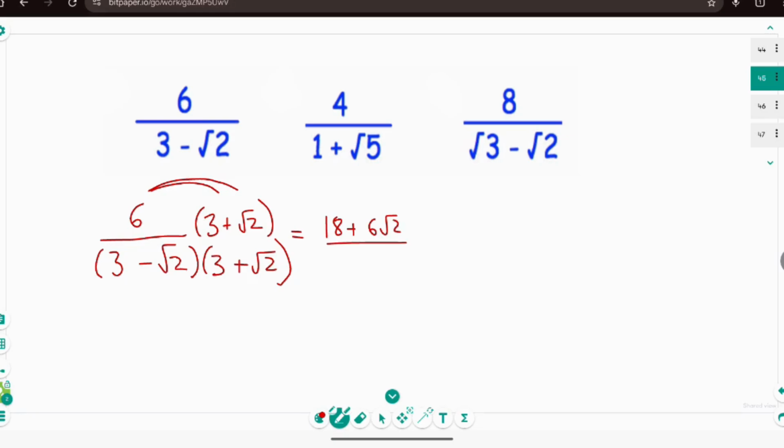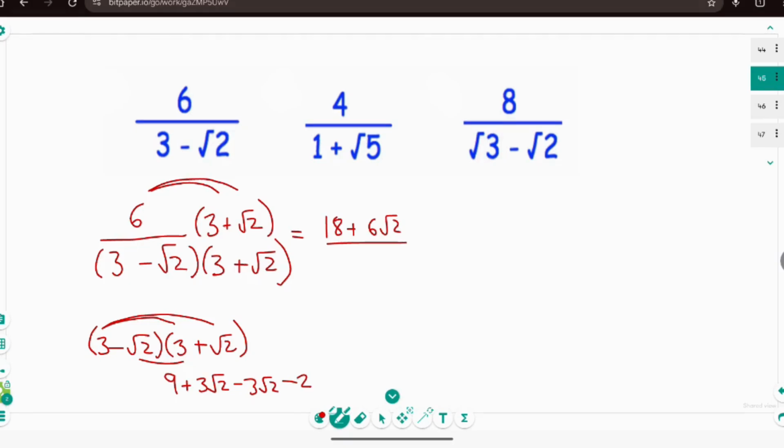And the denominator. Let me just do that separately. 3 times 3, 9. Plus 3 root 2. Minus 3 root 2. Negative times positive, negative. Root 2 times root 2, 2. 9 take away 2, 7. 3 root 2 minus 3 root 2 is 0. So this is your final answer.